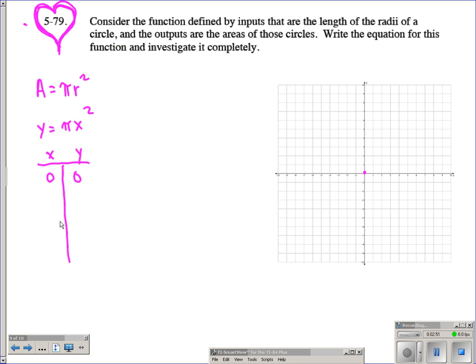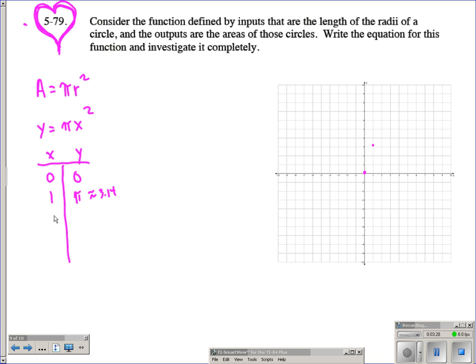Now, what if my radius was 1? 1 squared is 1, and if I multiply it times pi, that would be pi. Pi is approximately 3.14, so we're going to use the decimal value here. Let's go over 1 and up 1, 2, 3, and 3.14. I say it's about right there.